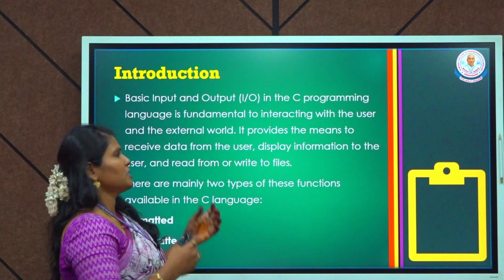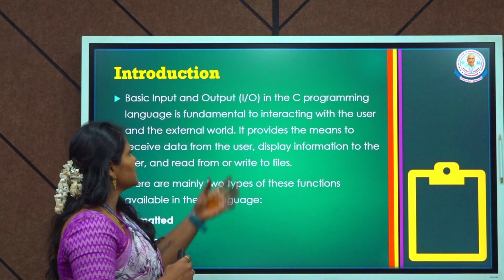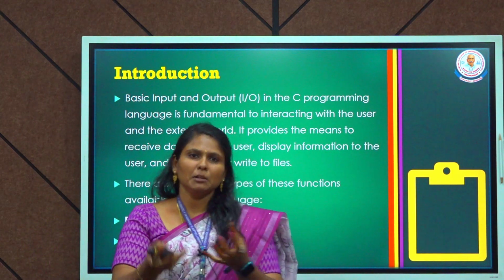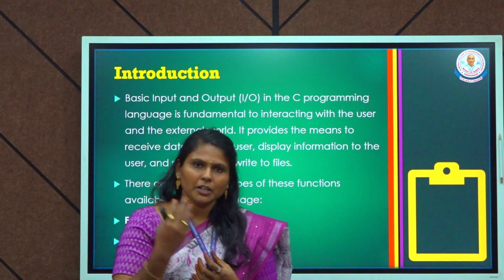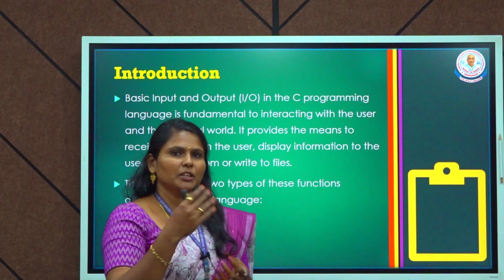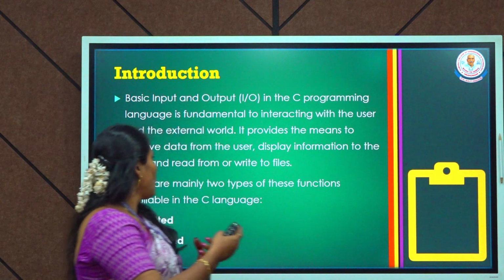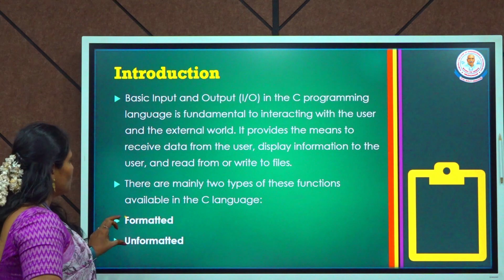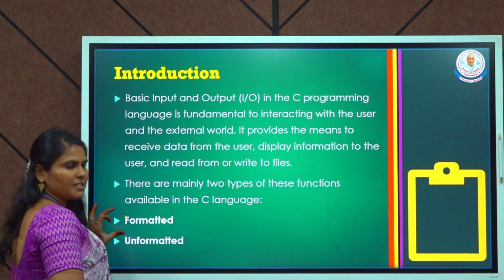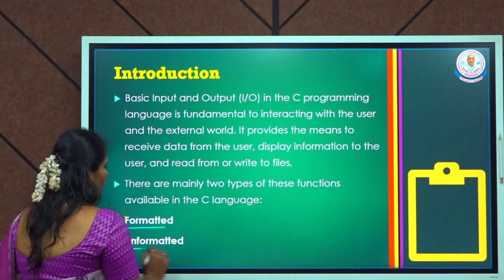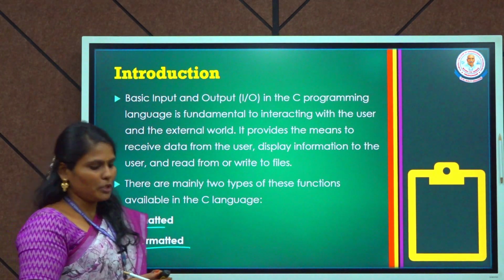So already we know what is meant by basic input and output statements in C programming. The basic input and output statements are used to get input from the user and display the output, whichever the program is going to display based on the user requirement, in the console. There are actually two types of input and output functions available in the C language. The first one is the formatted functions, and the other one is the unformatted input and output functions.